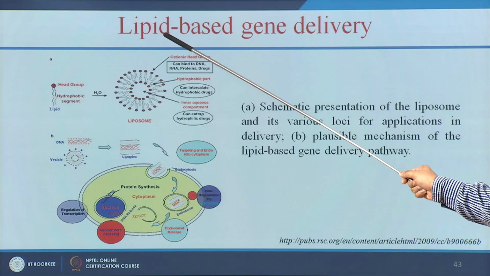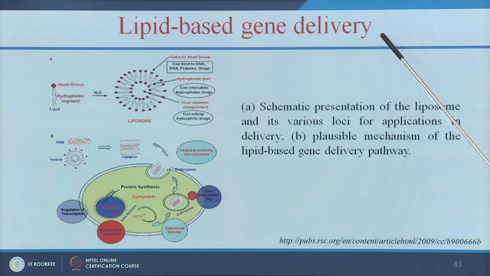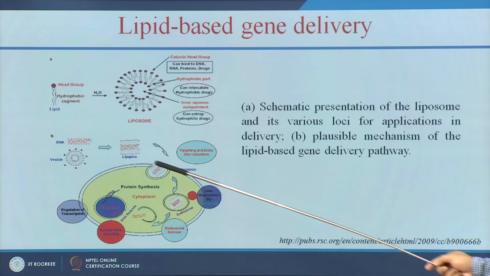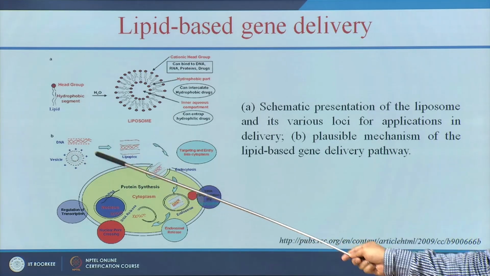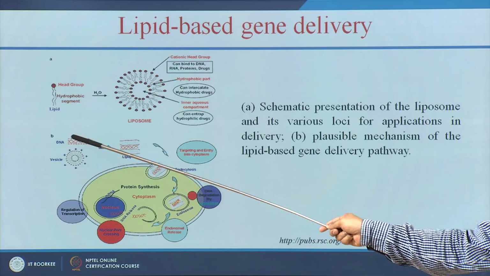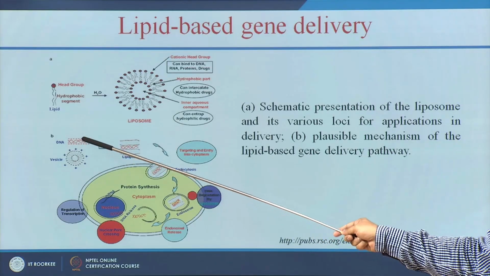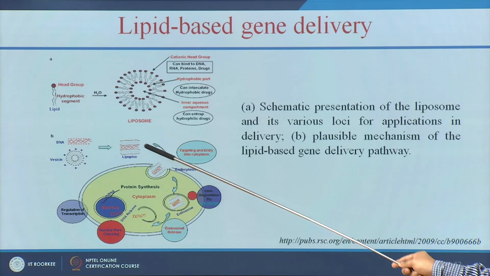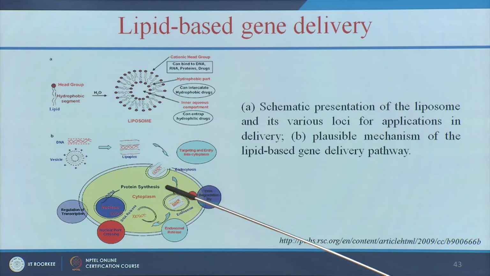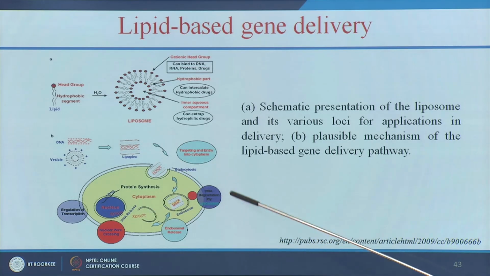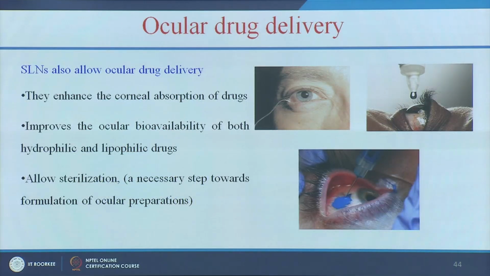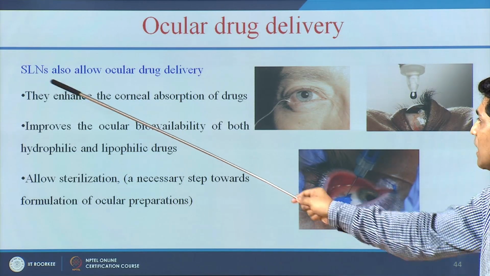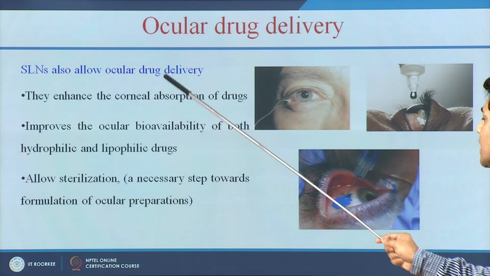Next one is we can also use lipid based gene delivery agent. So, when you use a cationic lipid, that is a positively charged lipid, and you have the DNA which is negatively charged, they will combine and form a lipoplex, and this can attach to the cell, and through the endocytosis process it can deliver the gene. So, we can use the lipid based nano carrier for gene therapy or gene delivery applications, and we can also use solid lipid nanoparticles for ocular drug delivery.